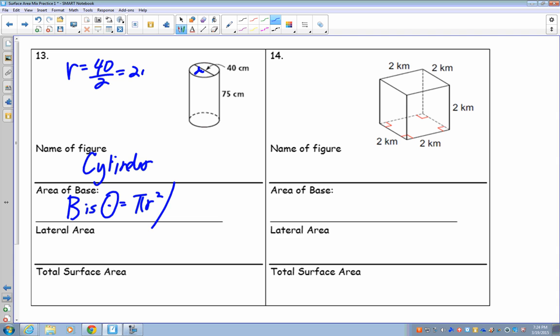So the radius is 20. You're going to do pi times 20 squared, and you're going to keep your answer in terms of pi, meaning leave pi in your answer. So we should get 400 pi centimeters squared.